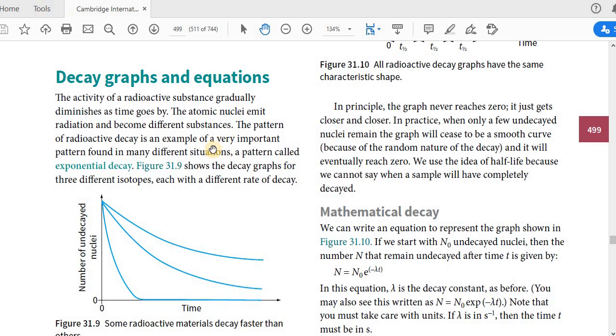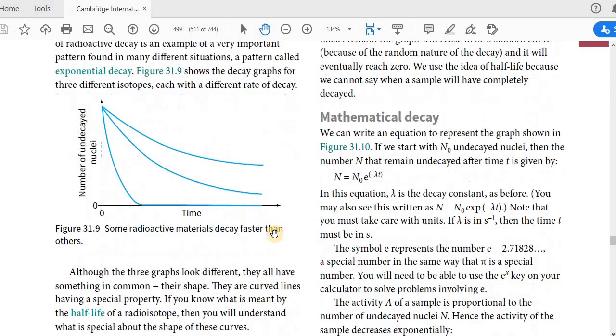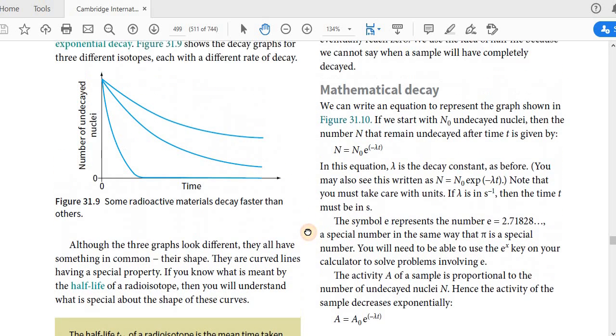The pattern of radioactive decay is an example of a very important pattern found in many different situations, a pattern called exponential decay. Figure 31.9 shows the decay graph for 3 different isotopes, each with a different rate of decay. So number of undecayed nuclei against time, you can see some of them decay very quickly, some take a very long time. So this is where half-life comes into play.